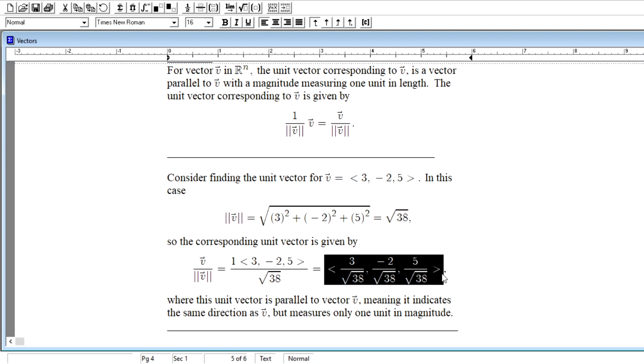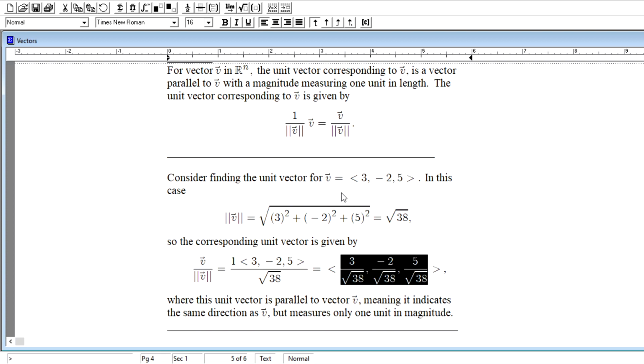But what's also unique about it is if I spent the moment calculating the magnitude of this vector here, squaring each of these components and adding that up, I would have the square root of 38 over 38, which is the square root of 1, which equals the value of 1 in the end. And I would have a magnitude of this unit vector measuring 1 unit in length.